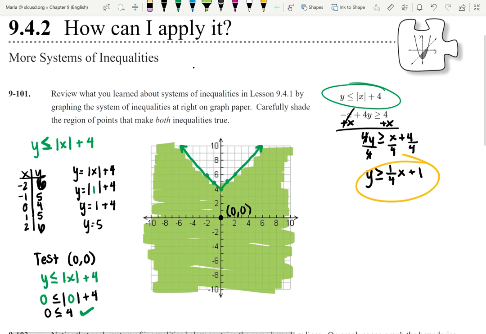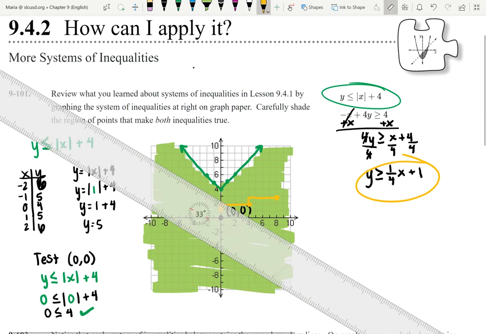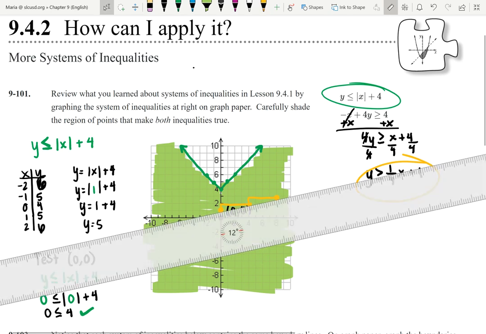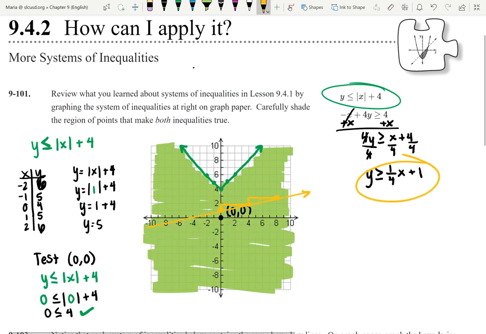Okay, so my y-intercept is at 1, and my slope is 1/4, which means that if I draw a slope triangle, I'm going to go up 1 and over 4, up 1 and over 4, and I'm going to connect these points with a line. The line is going to be another solid line because of this greater than or equal to symbol. So solid line. Again, because of the greater than or equal to.